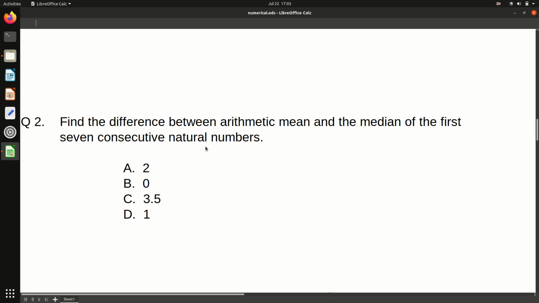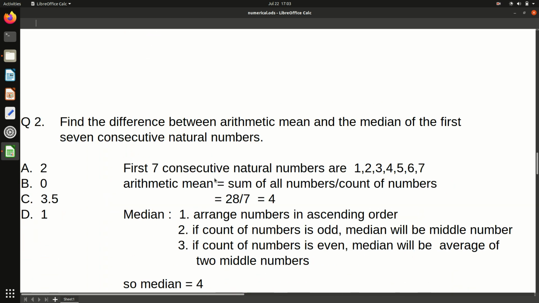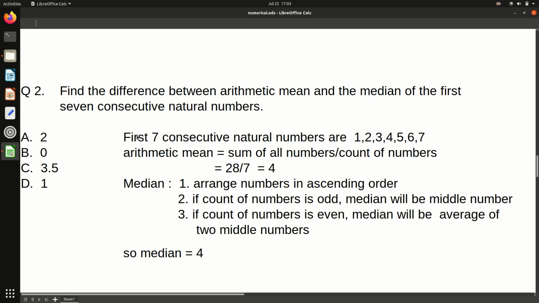So this is the question. I hope it is very easy, so you can try it yourself. Okay, this question is a little bit easy, I think. Just you have to know what it is asking. Basically we have to find the difference between the arithmetic mean and median of the first 7 consecutive natural numbers. That's all. So at first we have to find the mean of 7 consecutive natural numbers, which is nothing but 1, 2, 3, 4 up to 7.